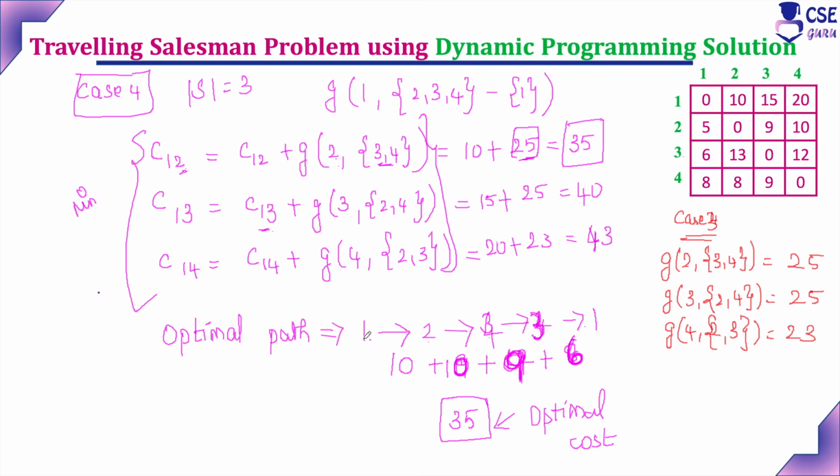So the optimal path is 1 to 2, 2 to 4, 4 to 3 and 3 to 1. So 1 to 2 cost is 10, 2 to 4 cost is 10, 4 to 3 cost is 9, 3 to 1 cost is 6. And the total cost is 35 and this is the shortest path to complete this tour. And this will be considered as the optimal cost.